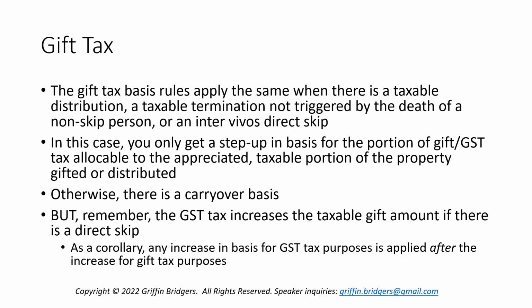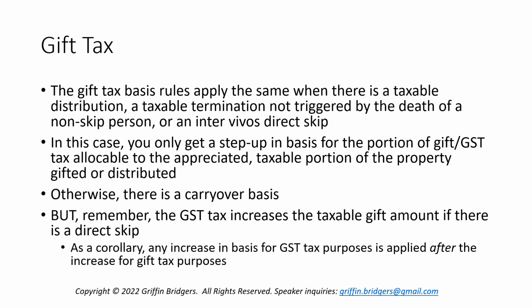So the gift tax will typically apply when you have a taxable distribution, or the gift tax itself won't apply, but the gift tax basis rules will apply. If there's a taxable distribution, or maybe a direct skip during life, inter vivos. It can also be the case when you have a taxable termination that's not triggered by the death of a non-skip person. That has its own rules if the taxable termination comes about as the result of someone's death, that we're going to look at next.